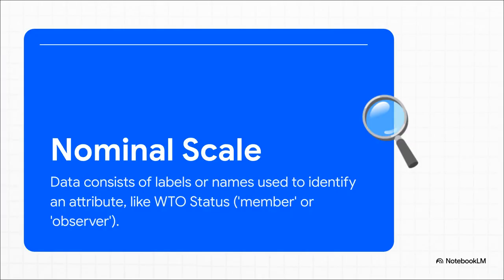The simplest scale is called nominal. This is data that's purely for labeling. You're just putting things in buckets. In our dataset, the WTO status is a perfect example. A country is either a member or an observer. There's no ranking here. One isn't mathematically better than the other. They're just names for different categories.